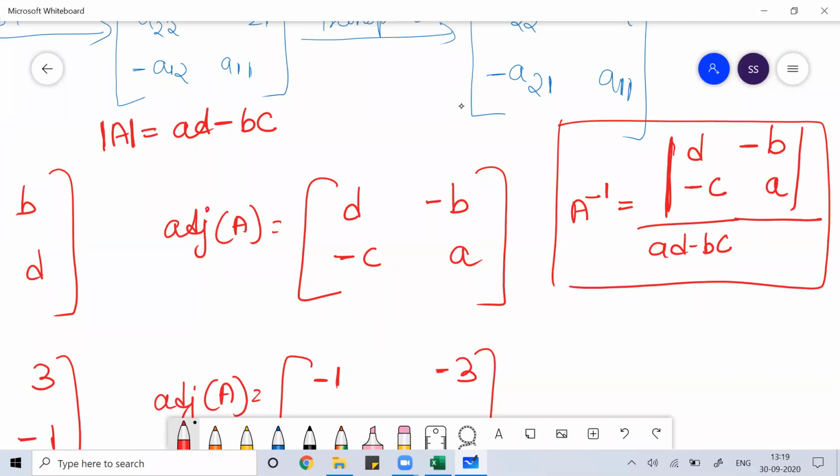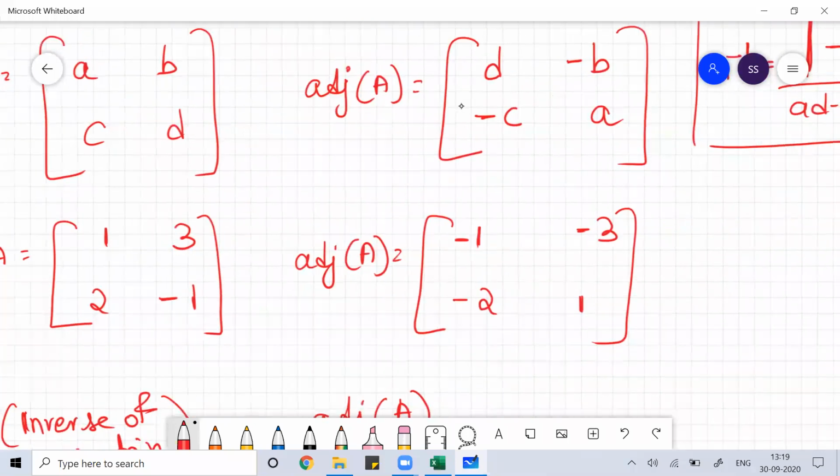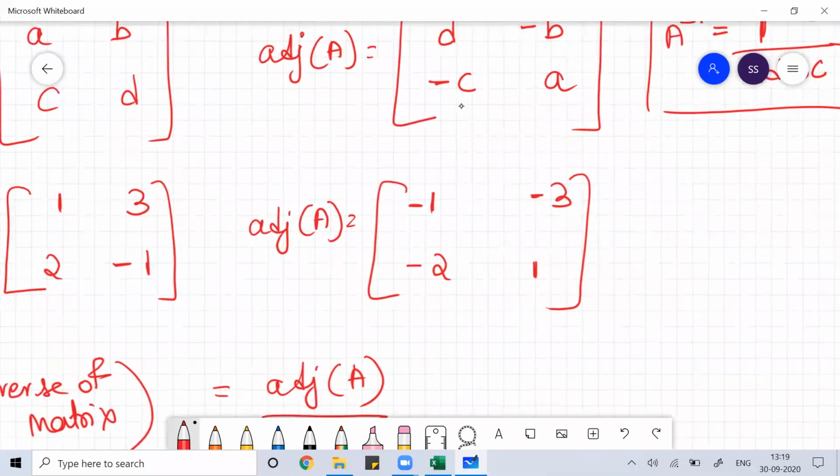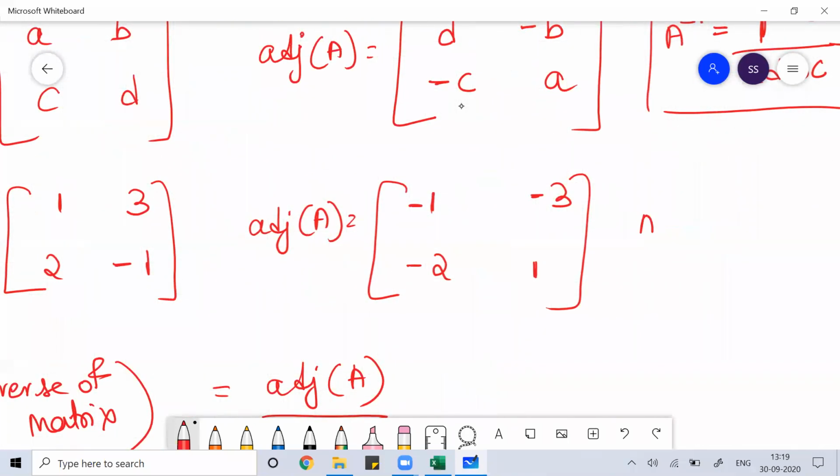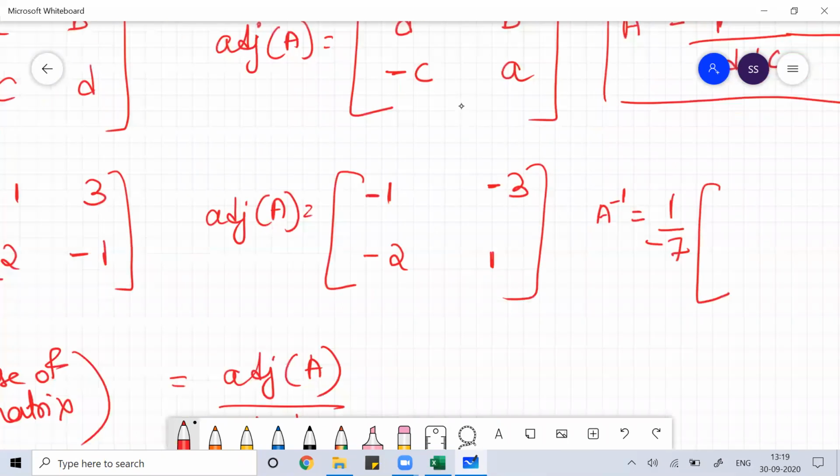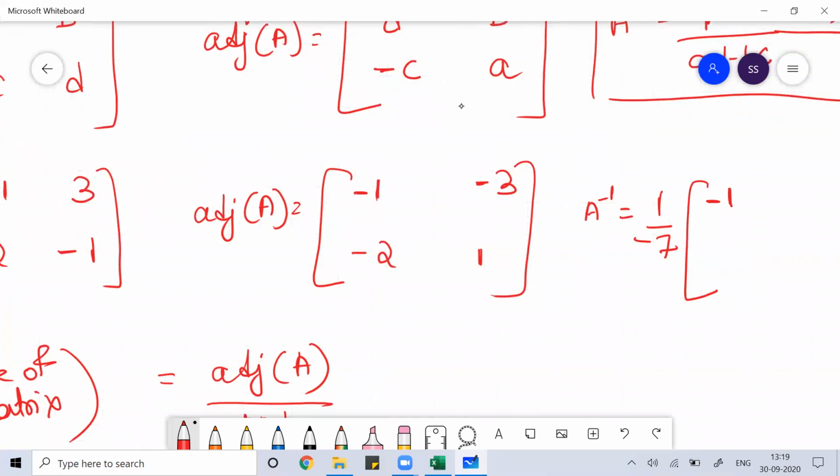This is the adjoint divided by the determinant. So for this matrix, what is the inverse? So the inverse of A, what is the determinant? Minus 1 minus 6, so minus 7. So 1 by minus 7, this is the determinant. The adjoint is minus 1, minus 3, minus 2 and 1.